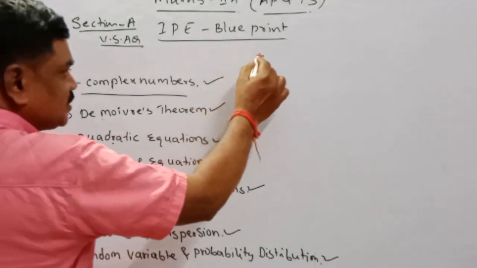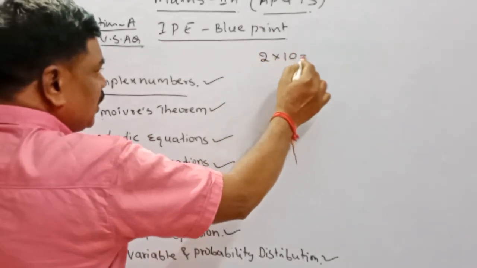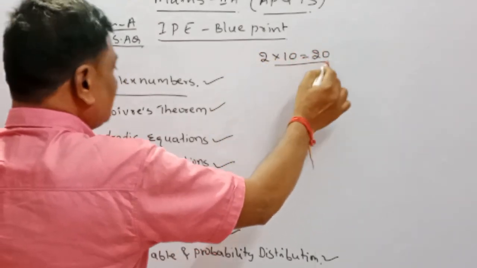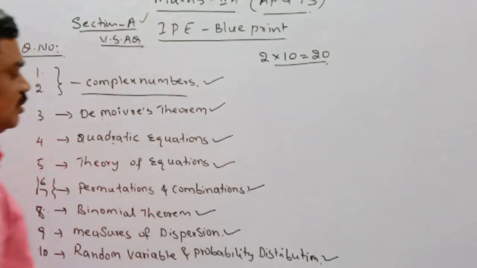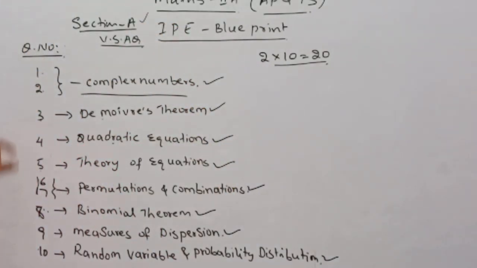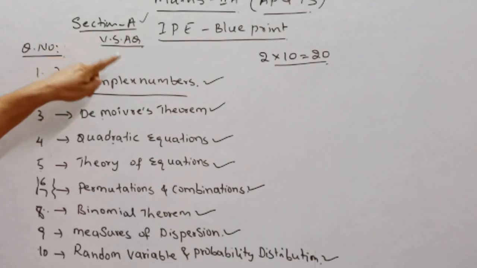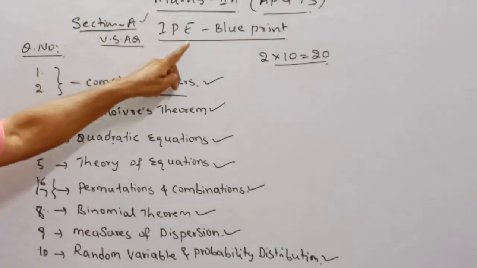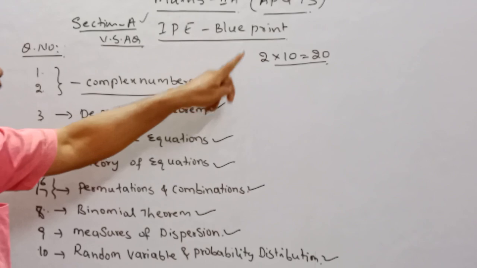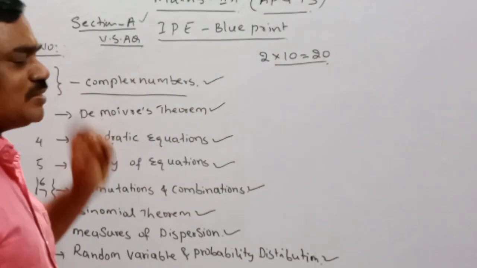Each question carries 2 marks, so Section A is a total of 20 marks. You can attempt all questions, solve all questions. So this is Section A in the Maths 2A IPE blueprint, AP and TS state.